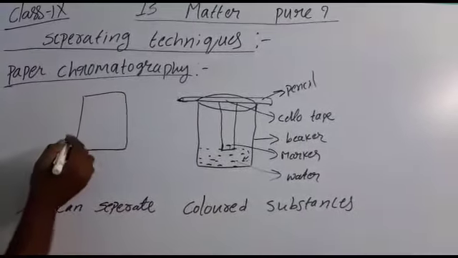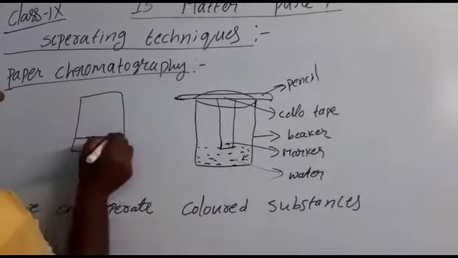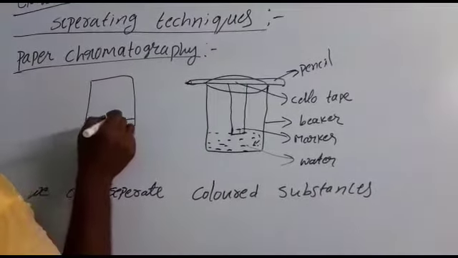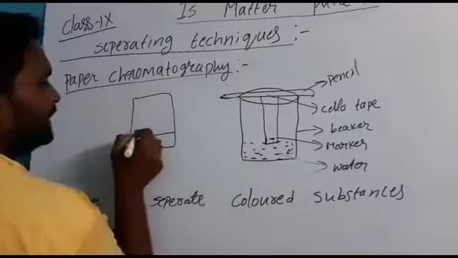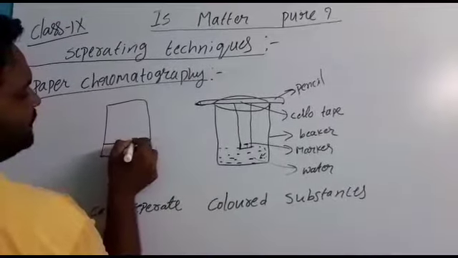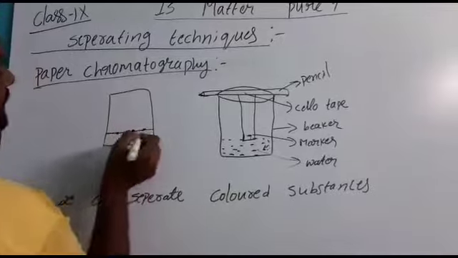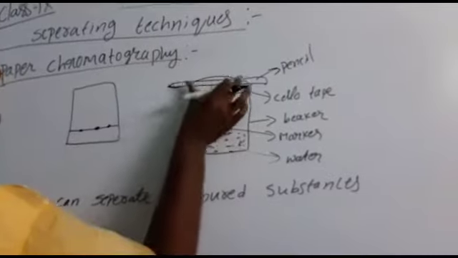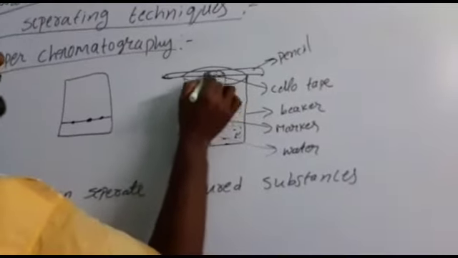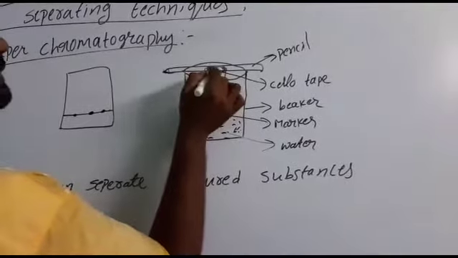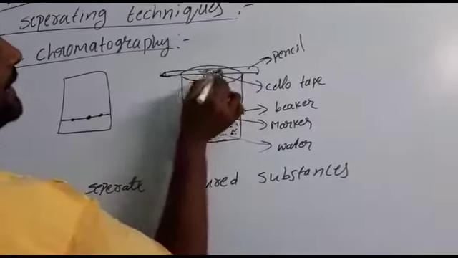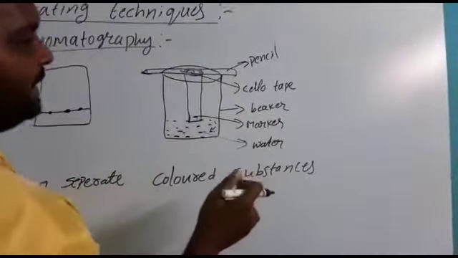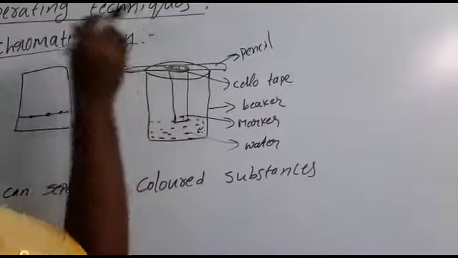You cut this filter paper and draw with a pencil one line like this, and you dot on this line with a marker or ink, any pen. With any pen you give symbols like this, and you keep this filter paper in the beaker like this along with the pencil, and you use cello tape to fix the filter paper. So keep this beaker for some time. After 10 minutes you take out this filter paper and observe.